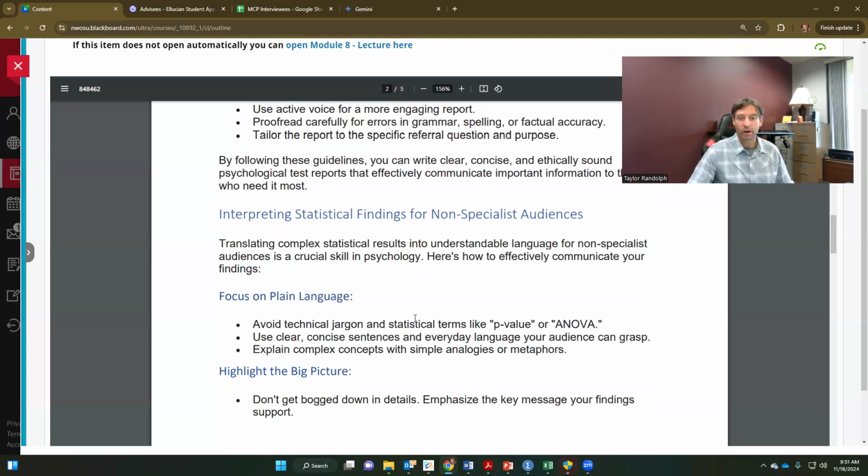Avoid technical jargon, statistical terms like p-value and ANOVA. You need to know what those are, but your audience isn't going to know what those are. Your audience didn't take a stats class. So use clear, concise, everyday language your audience can grasp. So instead of getting bogged down in p-value or ANOVA, how about, and this is really important, I've used this before, use percentages. And so, maybe even show a bell curve.